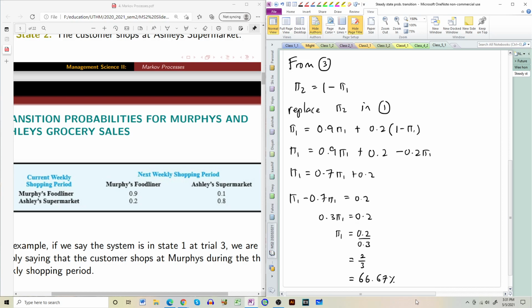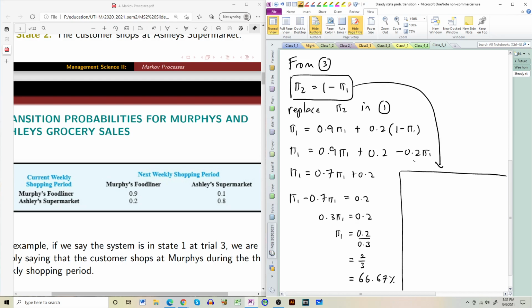Pi 1 we have computed. Now we are moving to pi 2. Pi 2 is, okay, this is actually pi 2, I'm writing here. Pi 2 is 1 minus pi 1, that is 2 over 3.